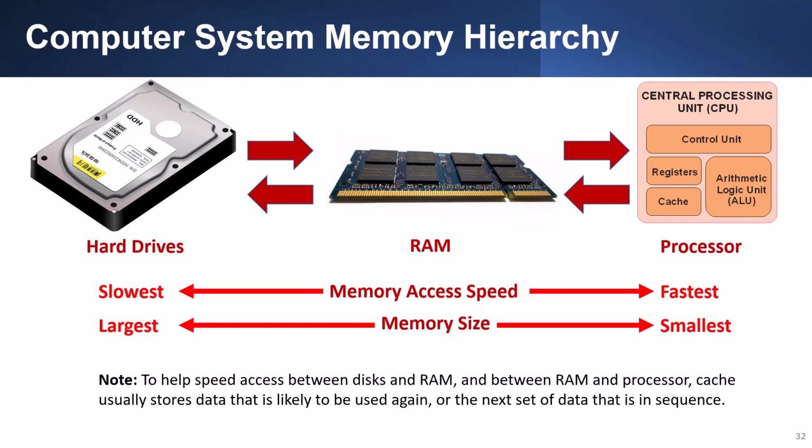To help speed access between disk and RAM, and between RAM and processor, there is typically a cache memory that usually stores data that is likely to be used again or is the next set of data in sequence. Since the processor has to wait for the slower memory to feed it data and instructions, the processor includes the cache to store what it thinks will be the data and instructions it needs next. If it's not in the cache, it will then pull it from the slower memory. Most hard drives will have their own cache to help feed the memory what it thinks the memory needs next.